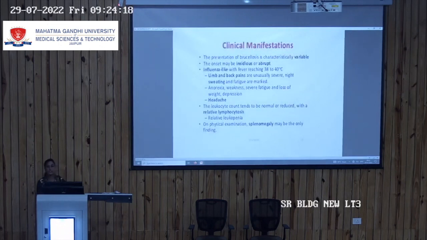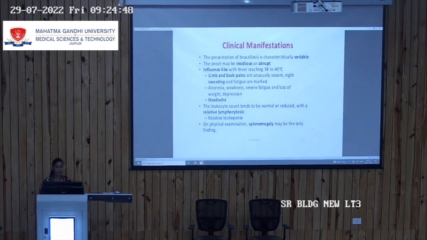Now about the signs and symptoms of this disease. Influenza-like fever which reaches 38 to 40 degrees centigrade. Limb and back pains, the pain is severe, night sweating and fatigue are there. Anorexia, that is loss of appetite, weakness, severe fatigue, loss of weight, depression, headache, these are the various signs and symptoms of the disease.